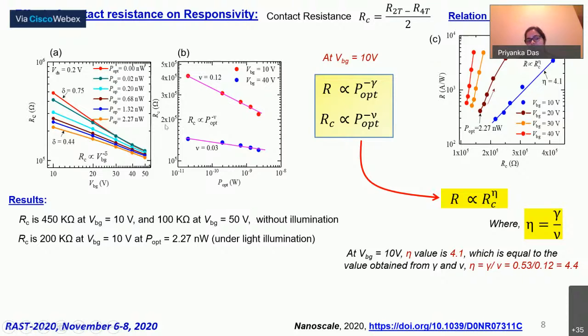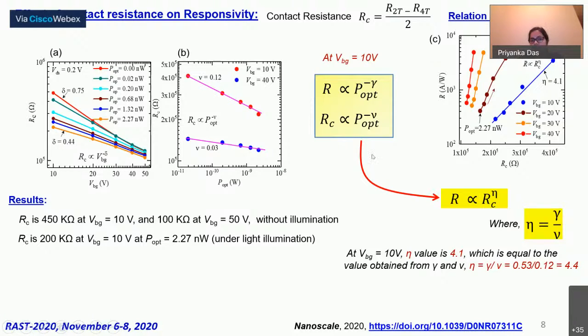And you can see clearly that R_C is not that much dependent on light intensity when there is high backgate voltage. So here also we fitted the experimental value using this power law, from where you can get the exponent nu. So previously we got the relation between responsivity and the optical power, and now we get the relation between contact resistance and the light intensity.